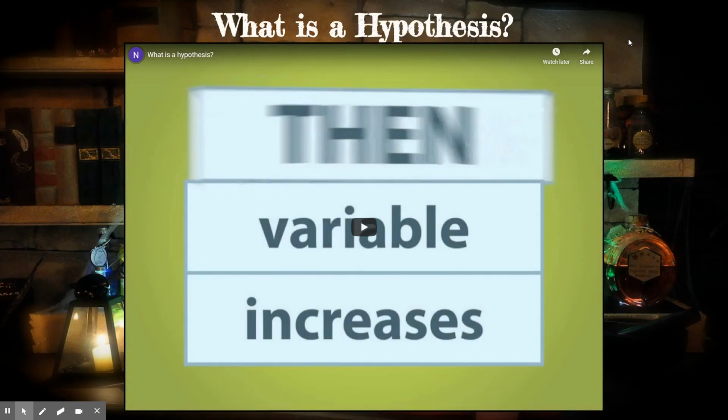To start off our lesson over writing a good hypothesis, we're going to watch a video explaining exactly what a hypothesis is.